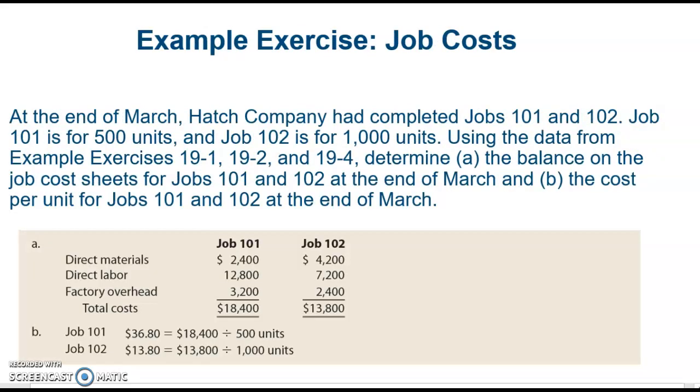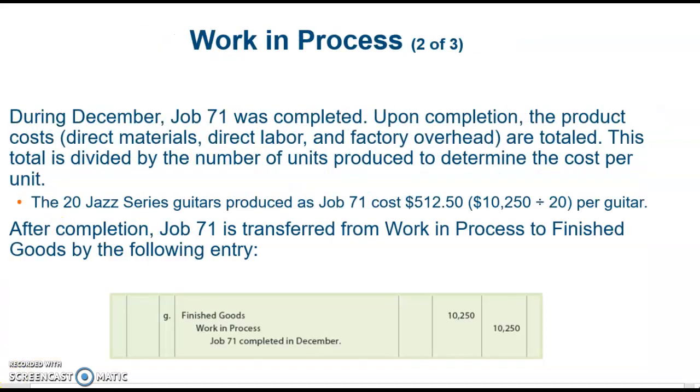Okay, so here is an example exercise. You have to determine the balance on the job cost sheets for job 101 and 102 at the end of March, and then the cost per unit for job 101 and 102 at the end of March. So complete this exercise, check your work, and we're going to continue.